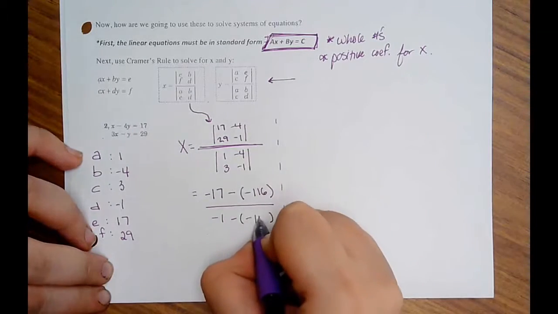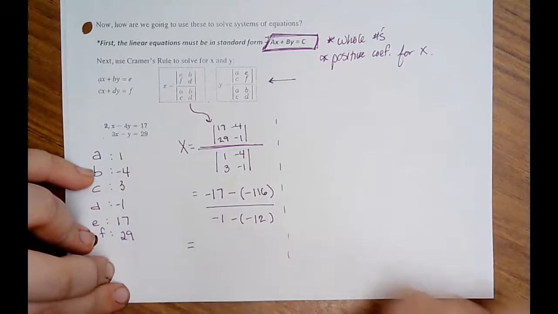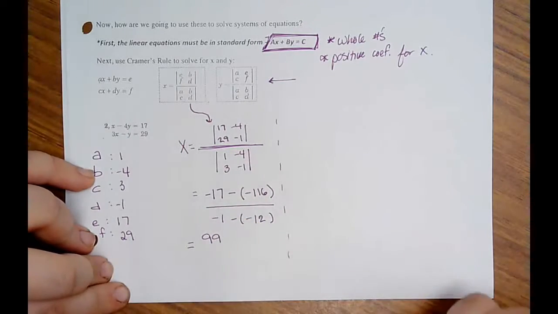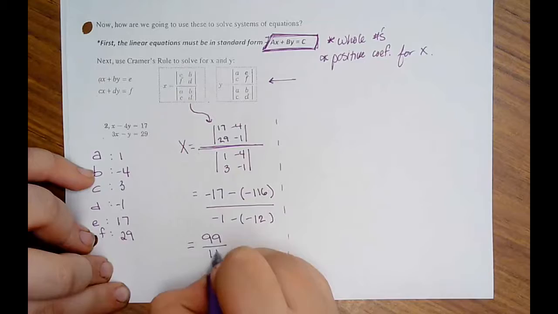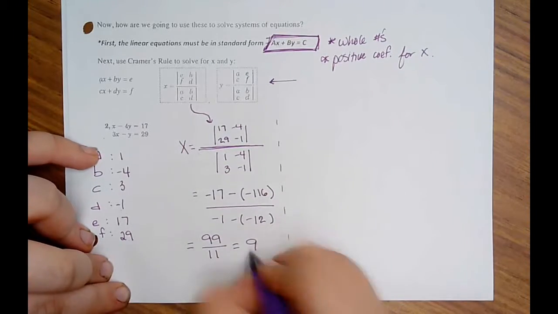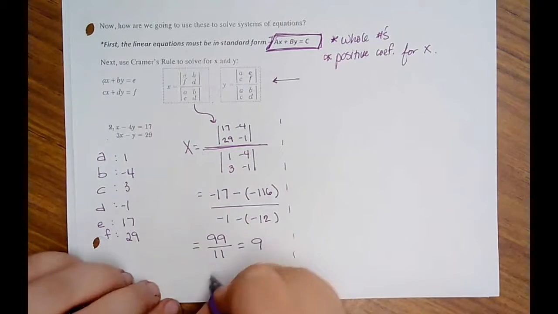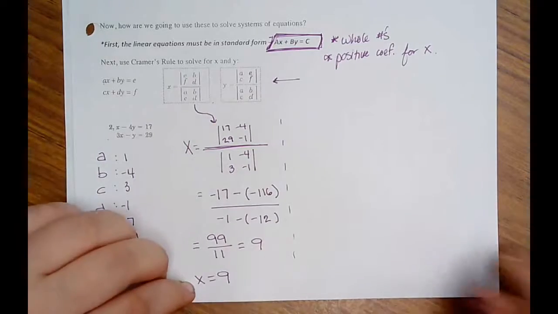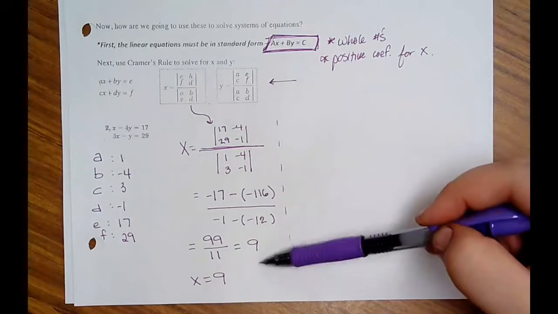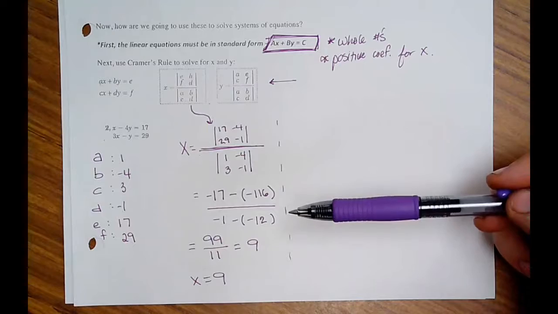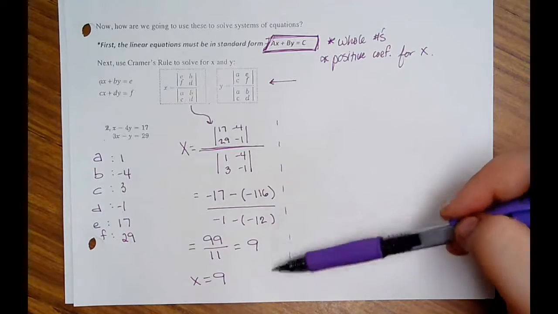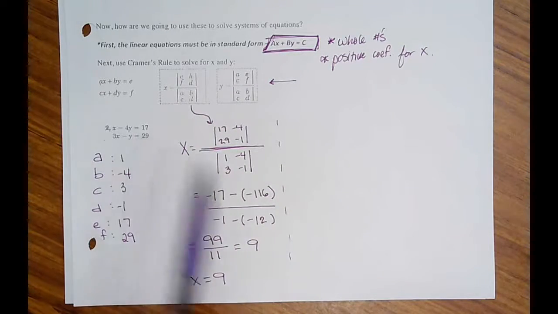Simplify both of those, you get 99. On the bottom, you get 11. And your final answer here is 9. x equals 9. Now you may say, Miss Bray, that's still a lot of work, except it's a lot of work, but you didn't have to use any letters like you would have to do in elimination and substitution. But we're not quite done. We still haven't found y.